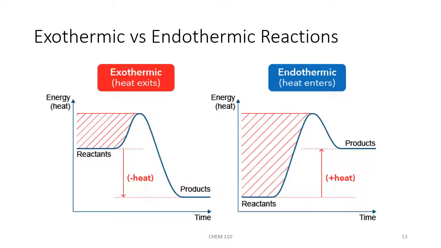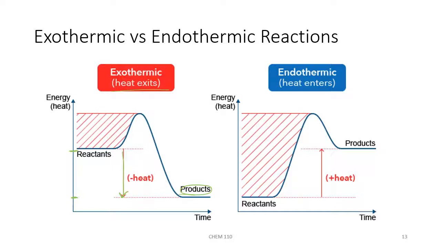These images depict something called the potential energy diagram. We can compare the energy of reactants to the energy of products. On the left, we have an exothermic reaction. We know that an exothermic reaction is one that generates heat energy. Notice the starting energy of our reactants is higher than the ending energy of our products. The difference in energy between our reactants and products is exactly how much heat would be released.